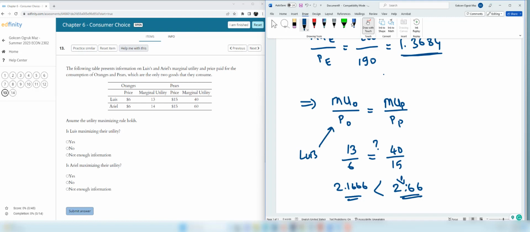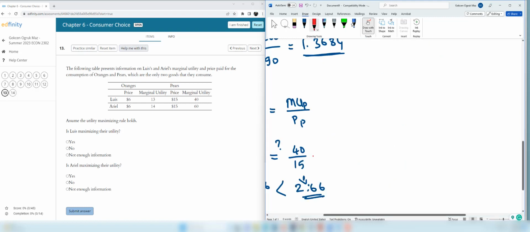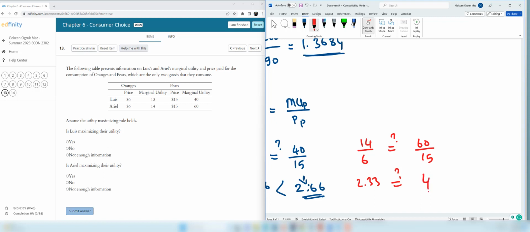Now let's do the same calculation for Ariel. We will use the same formula. 14 divided by 6, and we want to know whether this equals 60 divided by 15. 14 divided by 6 is 2.33, and 60 divided by 15 is equal to 4. The same situation for Ariel as well. Ariel is getting more utility per dollar that he spends on pears. Therefore, in order to maximize the utility, he should consume more pears, and this bundle is not maximizing utility for Ariel.